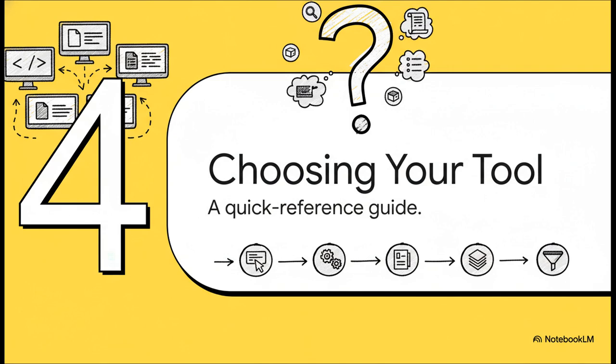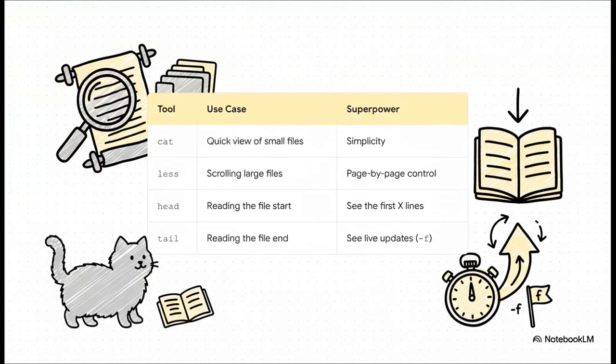Okay, so we've covered 4 really powerful tools. Let's put it all together in a quick guide to help you remember exactly which tool to grab and when. So here is the final breakdown. For a quick peek at a small file, cat is your go-to. It's pure simplicity. For navigating any kind of large file, less gives you that crucial page-by-page control. Need to see how a file starts? Use head. And to see the end of a file, or, and this is the big one, to watch it for live updates, tail is your champion, especially with that incredible -f flag.